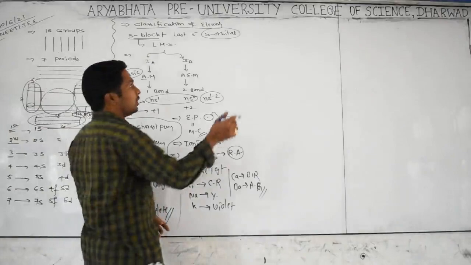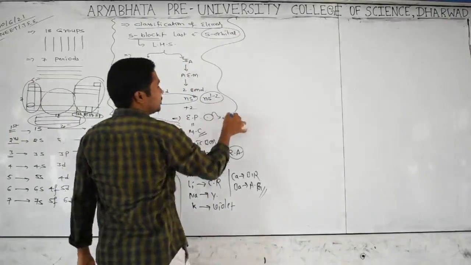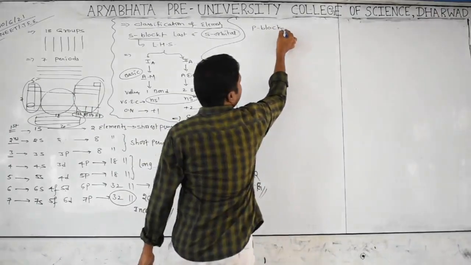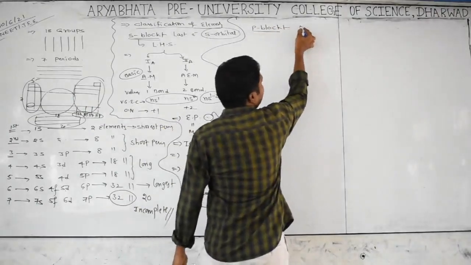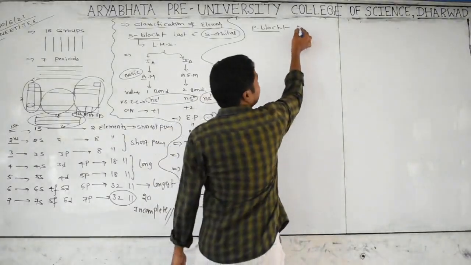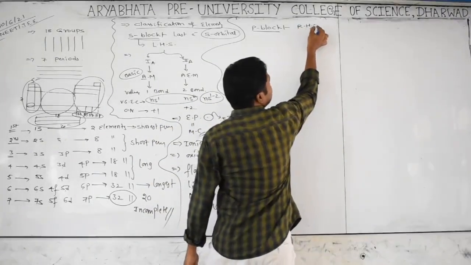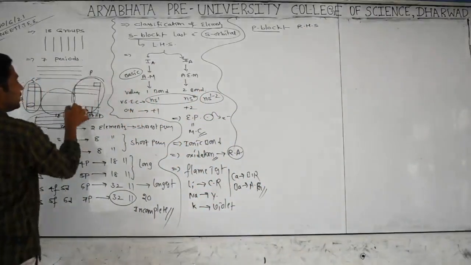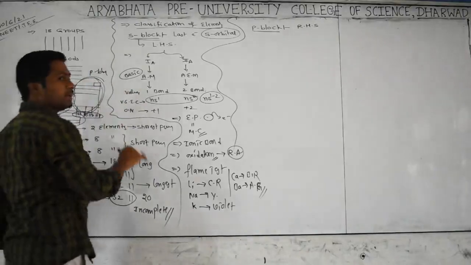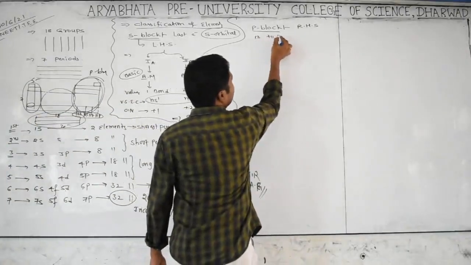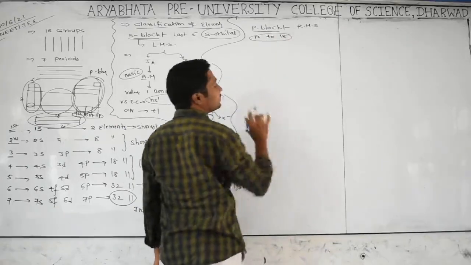Are you clear? Now we are going to the p-block elements. P-block elements are the elements in which the last electron enters into the p orbital. We call them p-block elements. They are on the extreme right-hand side, the right end of the periodic table. This area is nothing but the p-block elements. Which groups come under the p-block? Groups number 13 to 18 are called p-block elements.